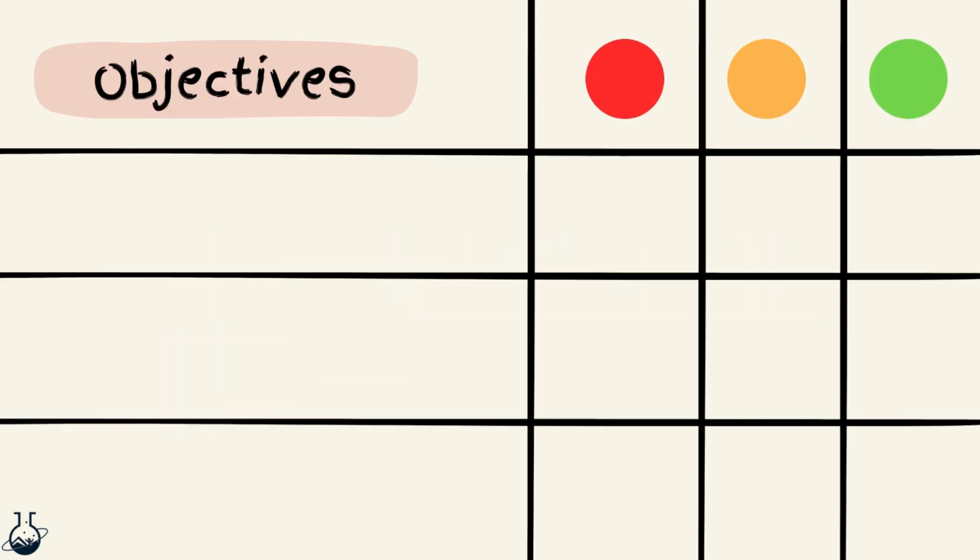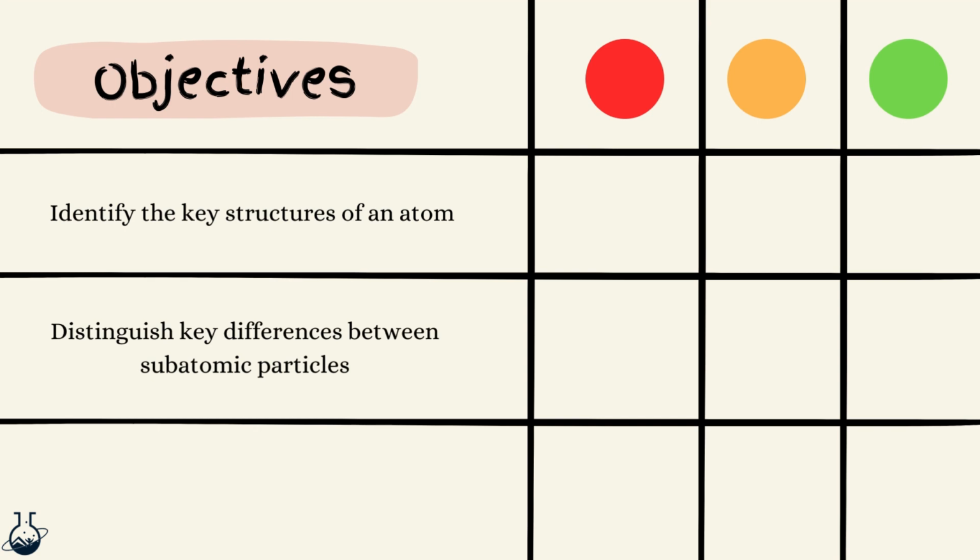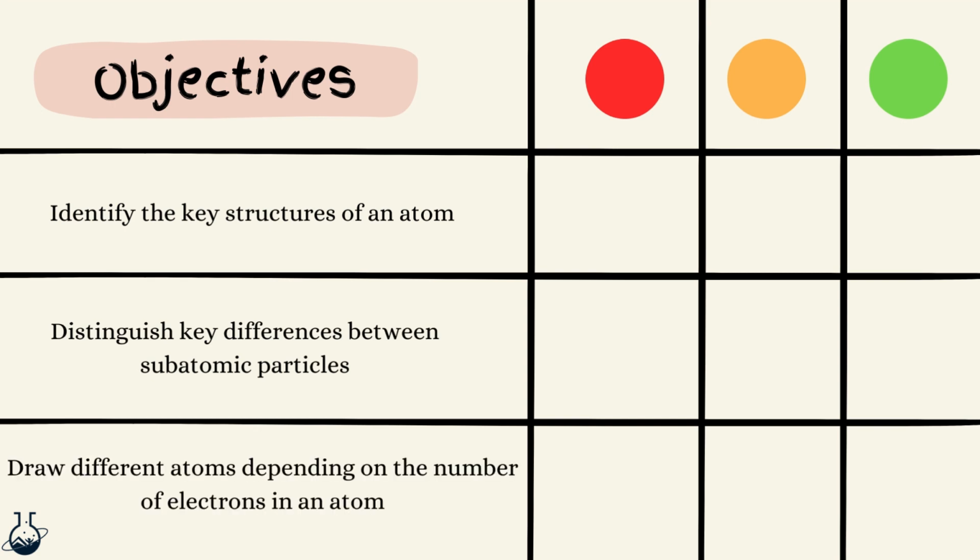By the end of this video, we aim to achieve the following objectives so that you can identify the key structures of an atom, distinguish the key differences between subatomic particles, and draw different atoms depending on the number of electrons in an atom. Hopefully by the end, we can all be in the green. Let's get started with some stuff that you might already be familiar with.